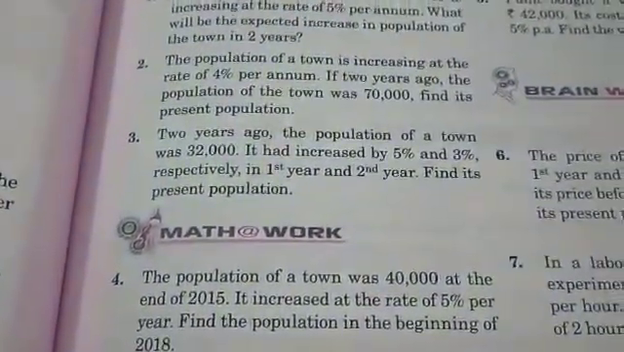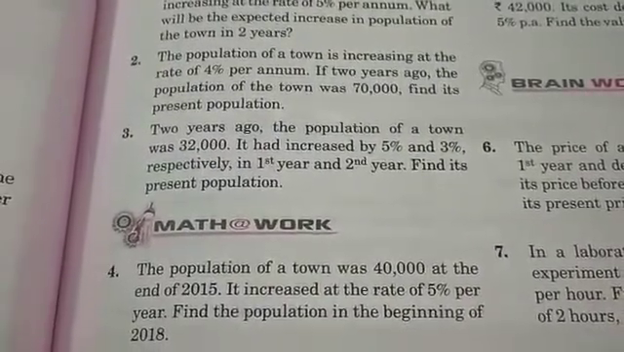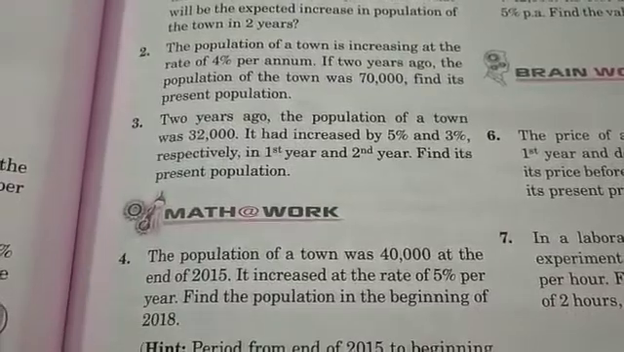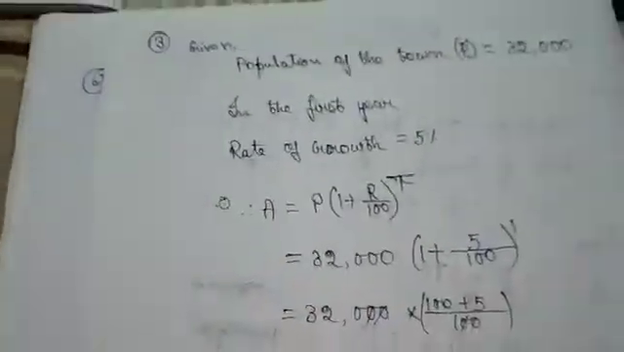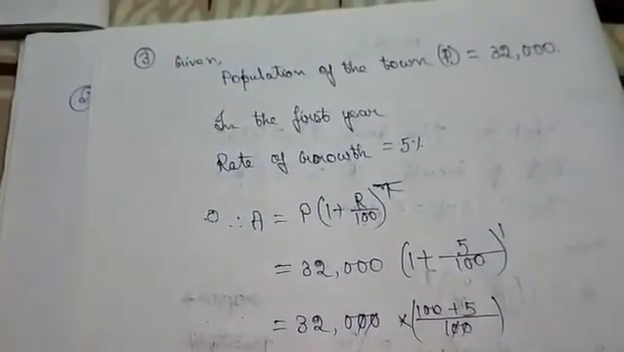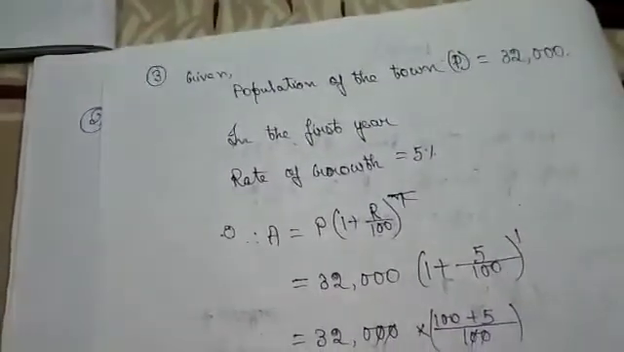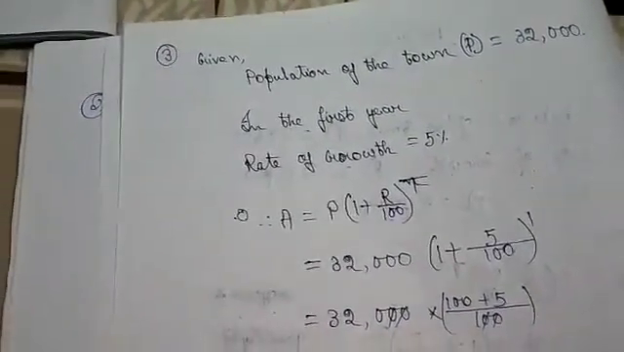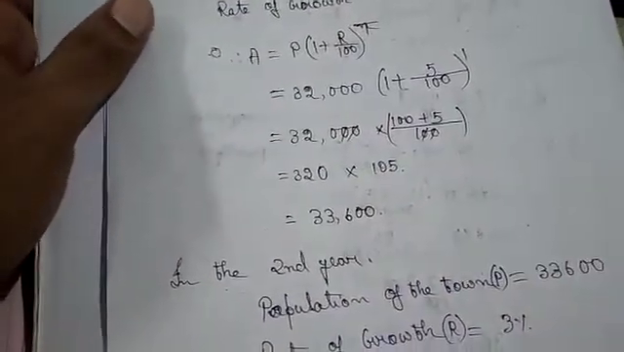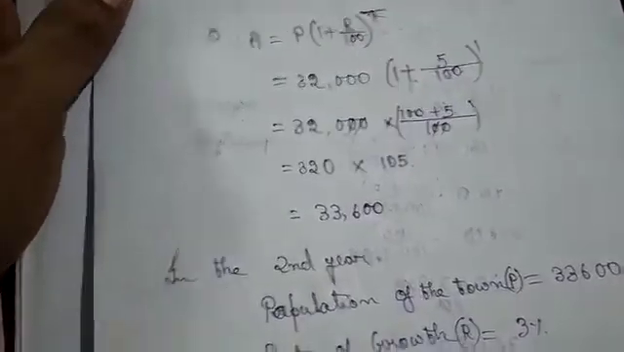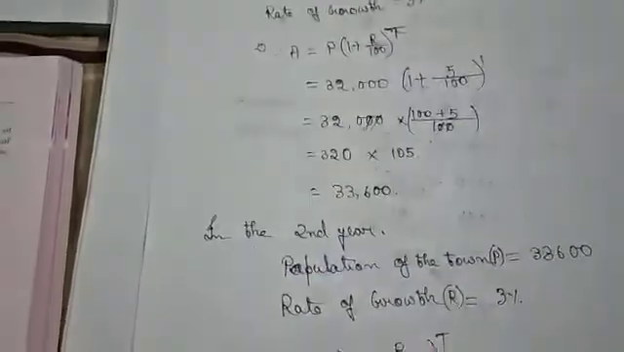Question number 3. 2 years ago the population of a town was 32,000. It increased by 5% and 3% respectively in the first year and second year. Find its present population. The population of the town is given as 32,000. In the first year the rate of growth is 5%, so we use the formula 1 plus R by 100, put in the values for the first year and calculate. It is 33,600 for 5% rate of growth.